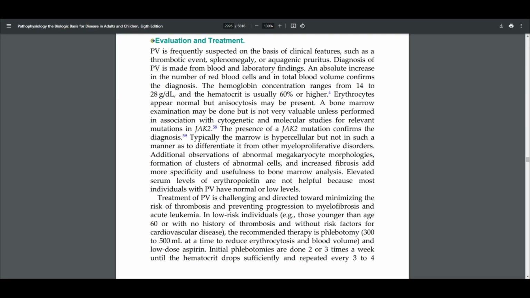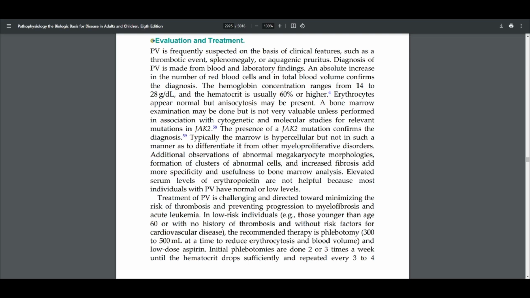PV is frequently suspected on the basis of clinical features, such as a thrombotic event, splenomegaly, or aquagenic pruritus. Diagnosis of PV is made from blood and lab findings. An absolute increase in the number of red blood cells and the total blood volume confirms the diagnosis. The hemoglobin concentration ranges from 14 to 28, and the hematocrit is usually 60% or higher. Erythrocytes appear normal, but anisocytosis may be present.